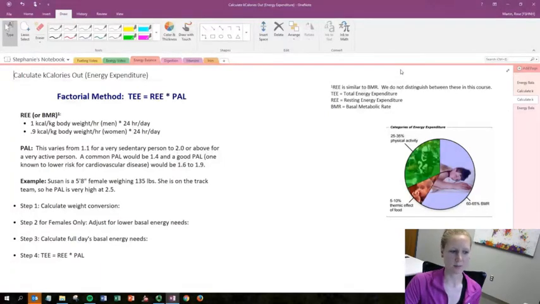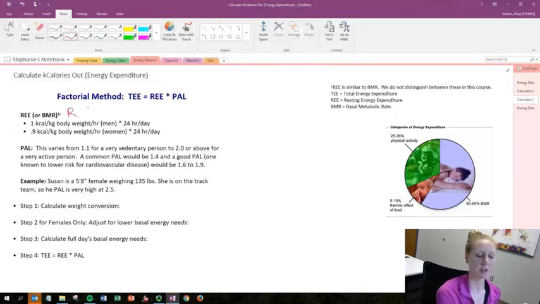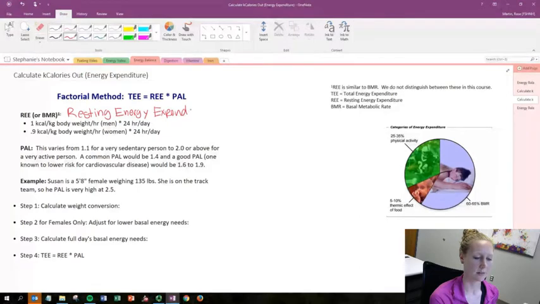Next, a little bit more complicated, is calculating that total energy expenditure, that's TEE, and this method is called the factorial method, and this is the one that we're going to use. You'll see that this is made up of REE times PAL, so that's resting energy expenditure, and sometimes you'll see it labeled as BMR. We're going to use those interchangeably in this class. BMR means basal metabolic rate, but we're more often going to call it resting energy expenditure. And then that's going to be multiplied by PAL, which is physical activity level.